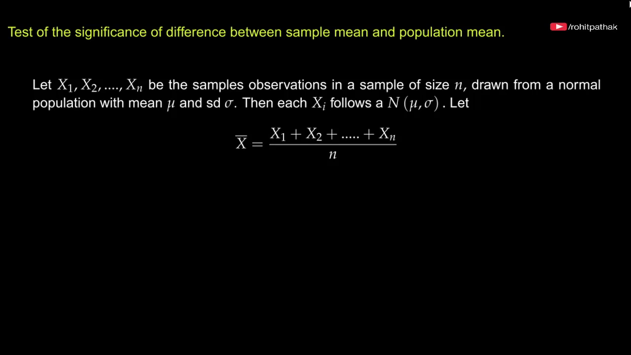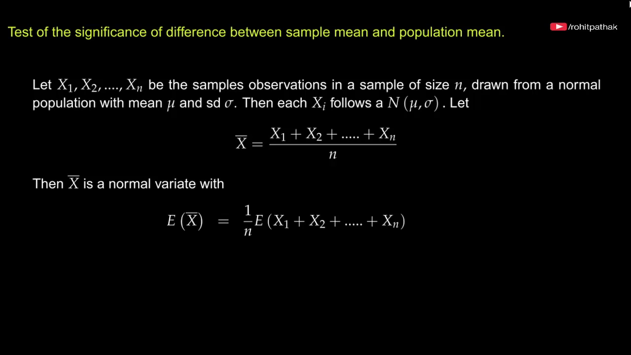Therefore, this x bar, that means the mean, is equal to x1 plus x2 up to xn divided by the number of observations in the sample. And this is a normal variate because each of the variables x1, x2 up to xn is normal. Therefore, their sum is normal.